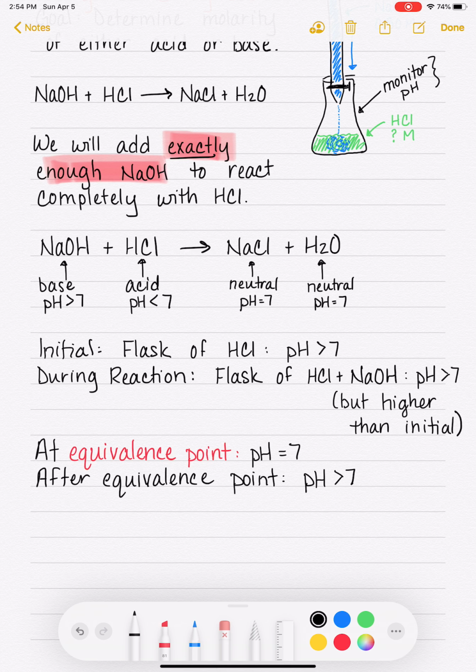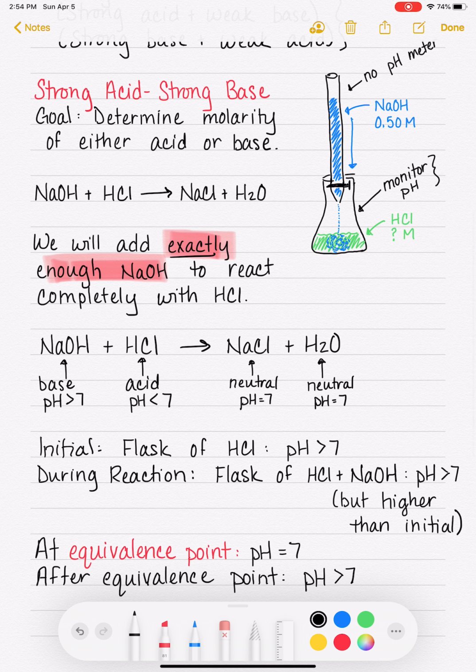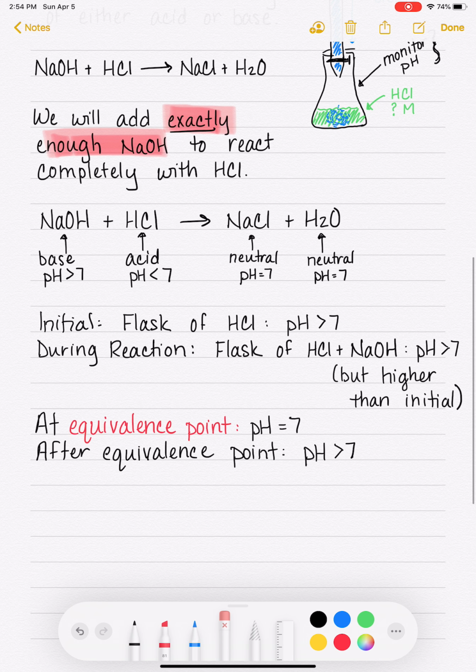So what we're going to do up in our Erlenmeyer flask is we're going to monitor the pH, and when the pH reaches 7, we'll know that the reaction is done. We'll know that everything is perfect, and we will stop the burette, we will stop adding solution, and then we're going to take some data measurements.